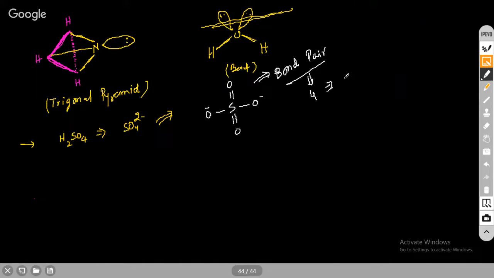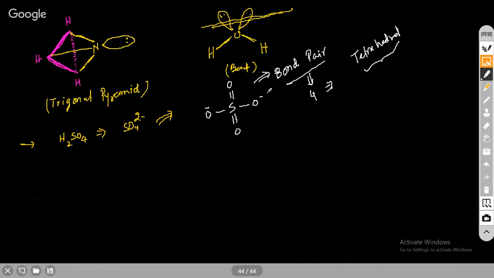So its geometry will be what? Tetrahedral, and shape will be tetrahedral. Geometry and shape will be tetrahedral since there is no lone pair present. So like this, if you know the structure, you can easily find out the number of bond pair. The only thing you have to keep in mind is that we don't count this as 2 bond pair, it is 1 bond pair of electrons. Any multiple bond we consider as 1 bond pair.